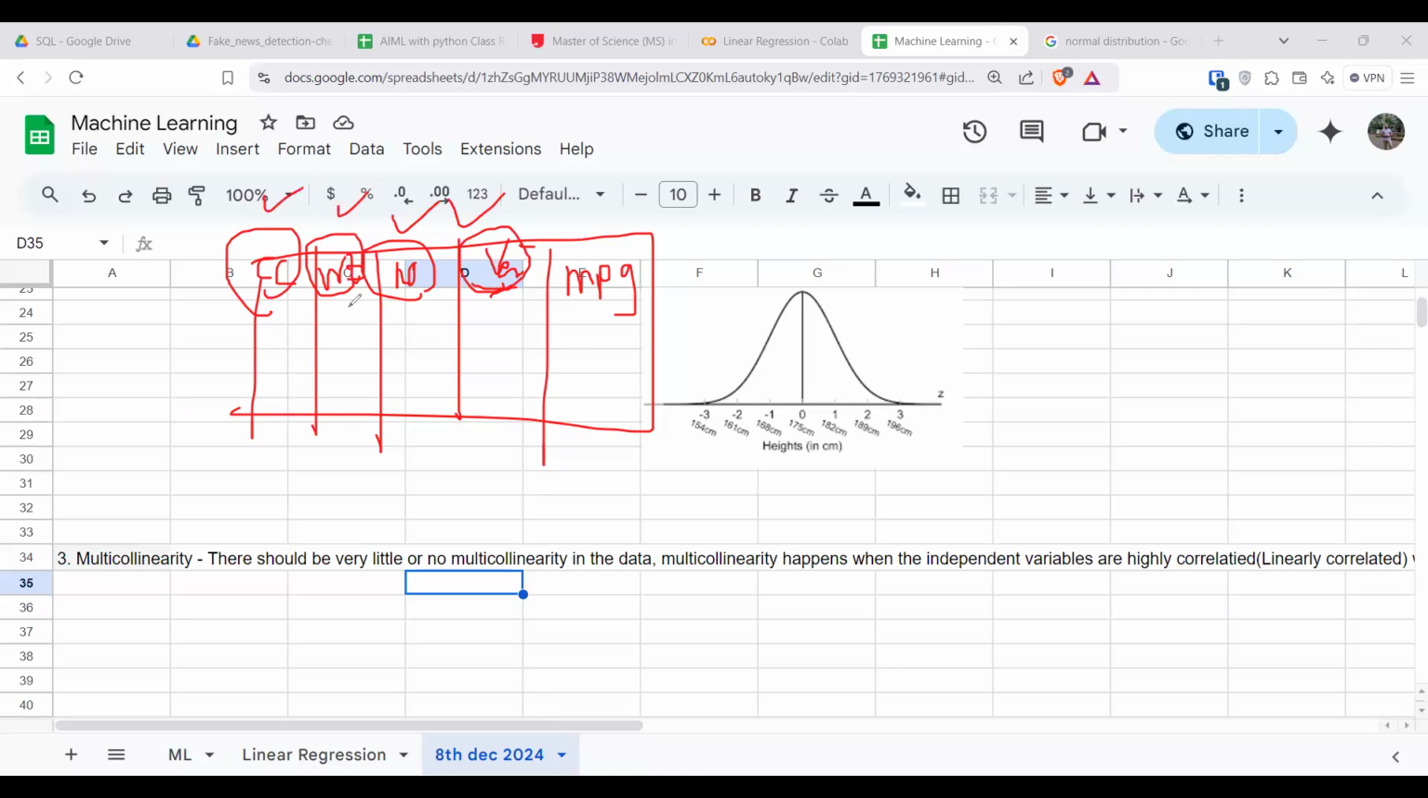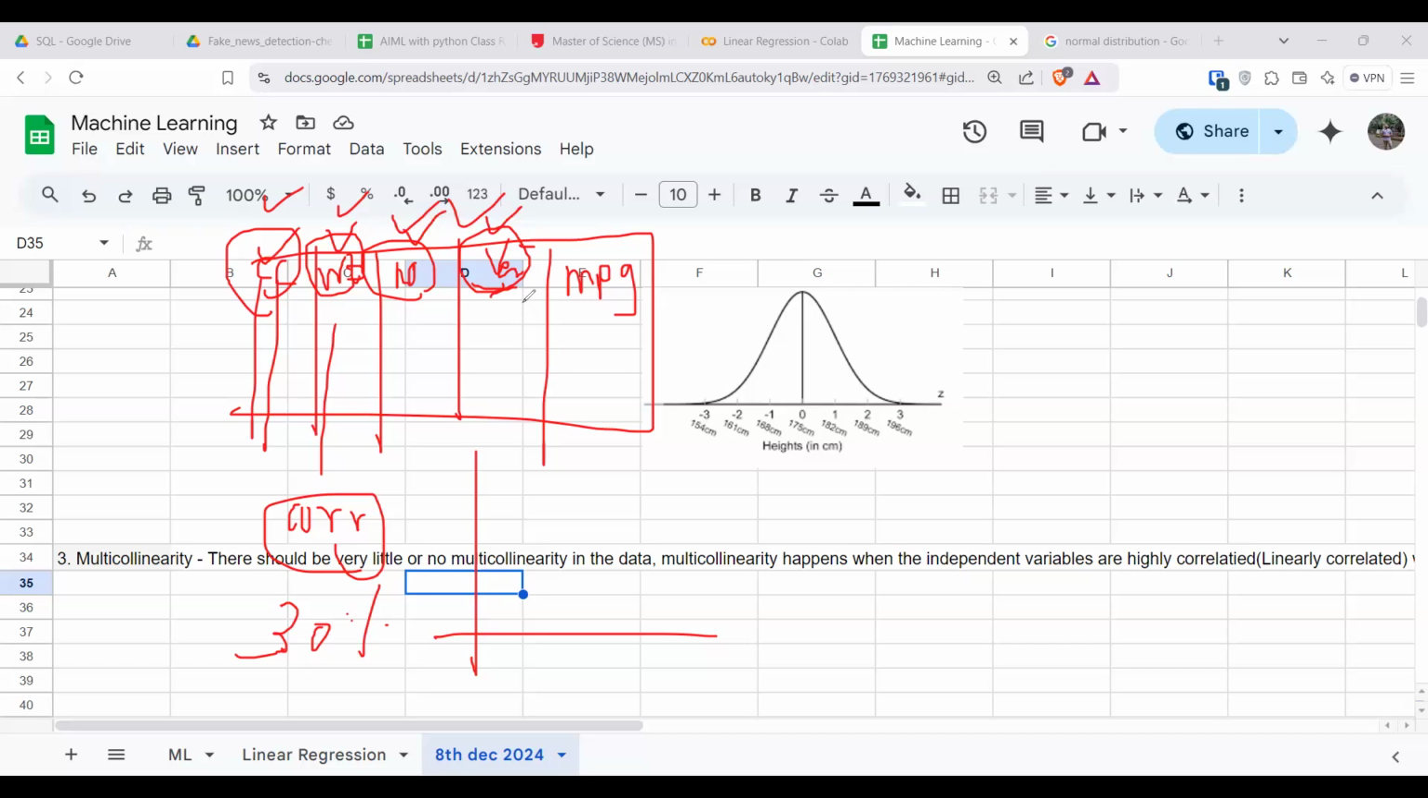For an example, this cc and weight, if you find a correlation between them, it should not be high, right? To be more precise, it should not be more than 30%. 30% is allowed, but more than 30% correlation between different independent variables is not allowed. What will happen is it will suppress the effect of predicting your target variable because these variables are correlated with each other, right?